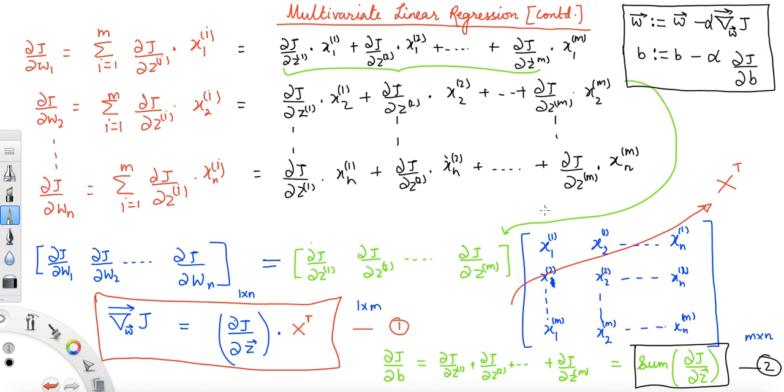So in the next video we will see the algorithm for multivariate linear regression, and also we will implement that algorithm in Python right from scratch.